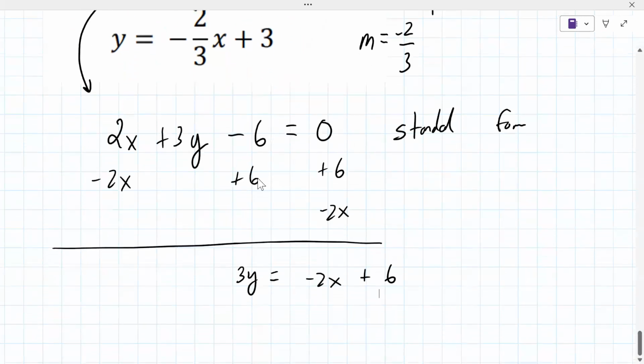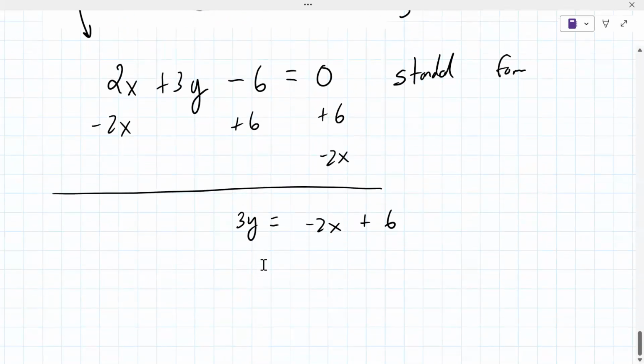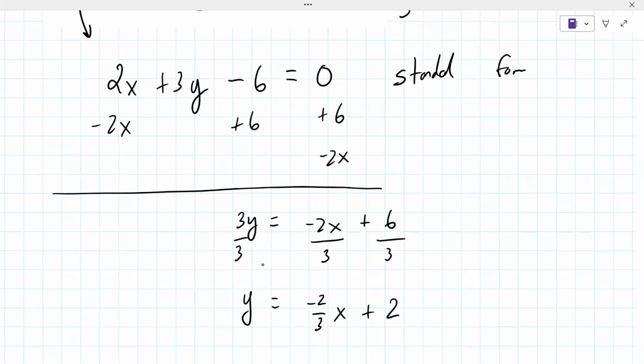Okay. Is this solved for y as is? Is y by itself? No, it is not. So to get y by itself, you divide by 3. Now you divide everything by 3. So y equals minus 2/3 x plus 2.